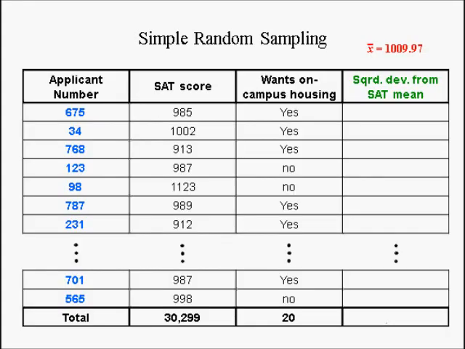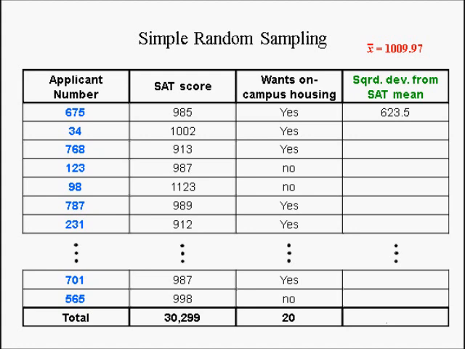To compute the sample standard deviation, we return to our spreadsheet. Notice that the second column containing the random numbers has been deleted. This means the SAT scores are now in column B. Housing requests are in column C, and squared deviations from the SAT mean are in column D.